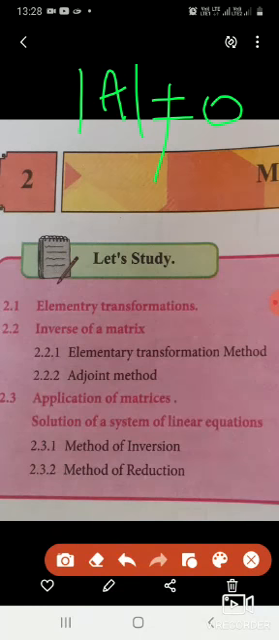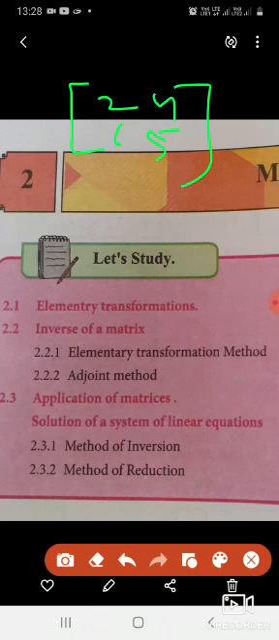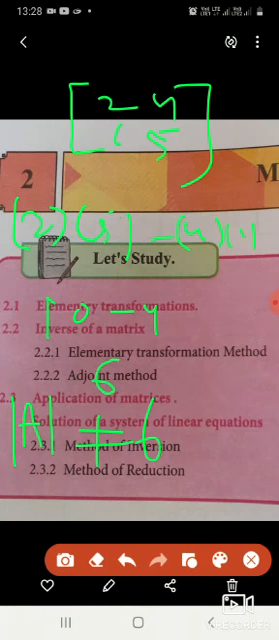So we know how to find the determinant of a matrix. For example, take a 2 by 2 matrix, 2, 4, 1, 5. The determinant means 2 into 5 minus 4 into 1, that is 10 minus 4, which is 6. Suppose its name is A, then the determinant of A is not equal to 0. Therefore the given matrix is a non-singular matrix, and the inverse exists.